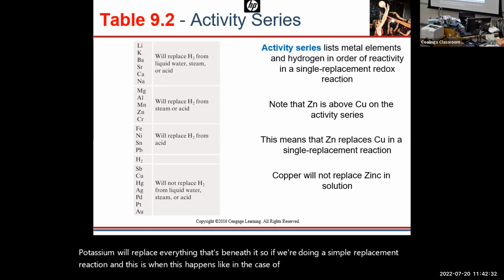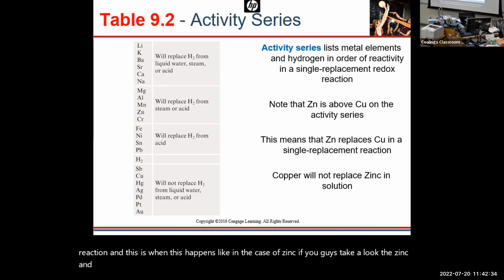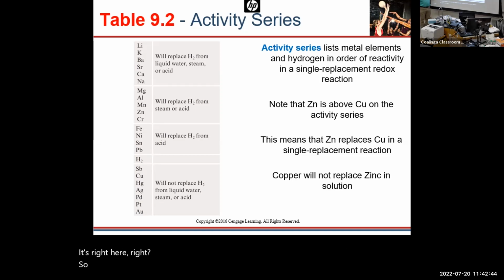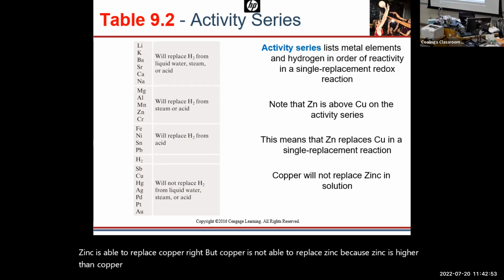So if we're doing a single replacement reaction, like in the case of zinc, take a look at zinc and copper. Where is zinc on the hierarchy, on the activity series? It's in the middle. Right here, right? So zinc is able to replace copper, but copper is not able to replace zinc because zinc is higher than copper. So if we had this equation the other way, where we had zinc nitrate.